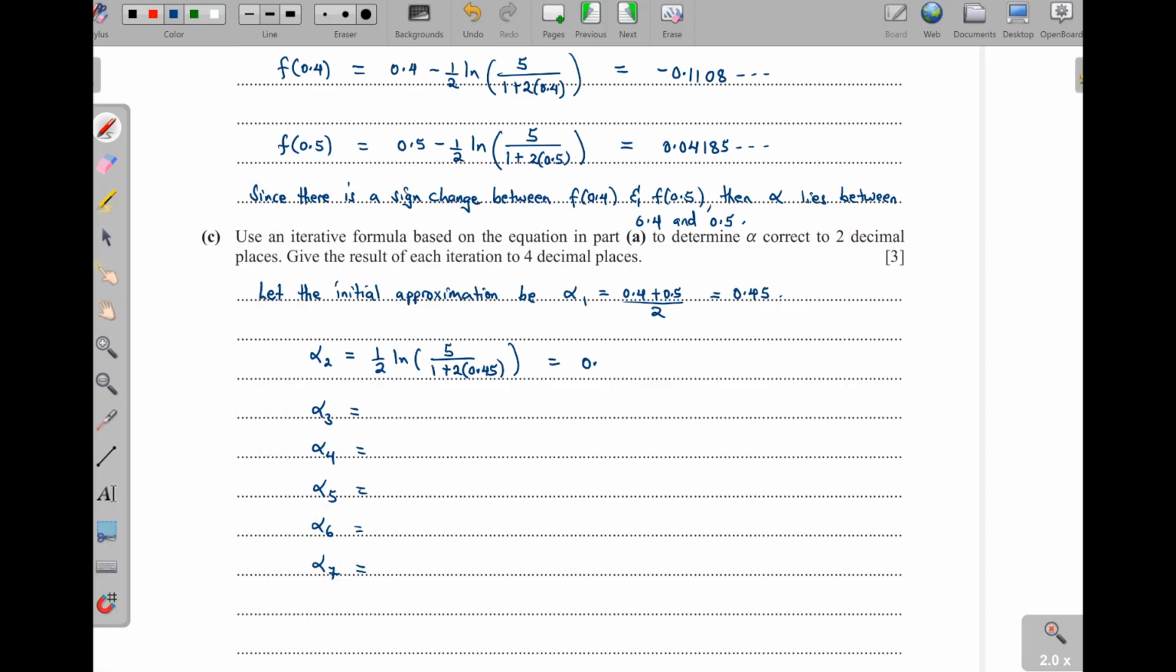0.4838. They said give each answer to 4 decimal places. Okay, so that is 4 decimal places. Then you get this one, you put it here.